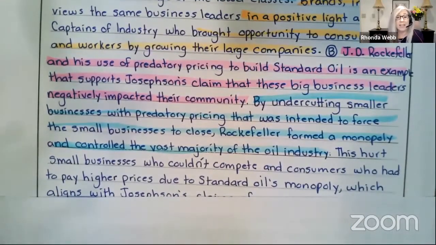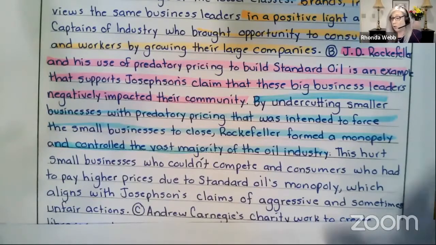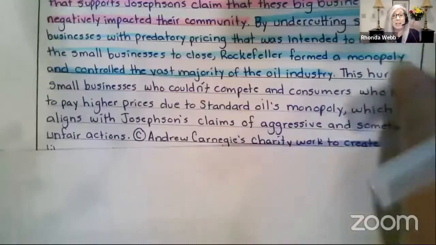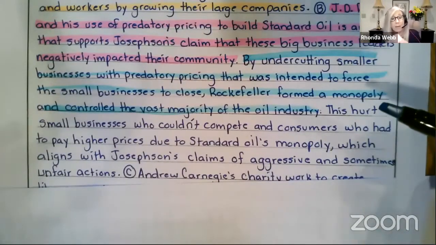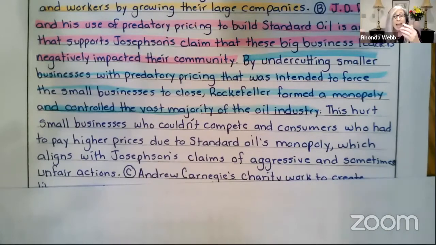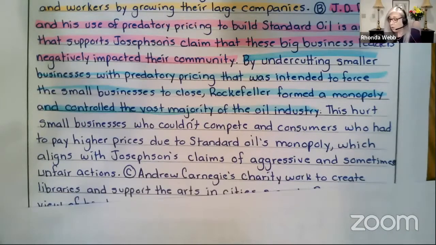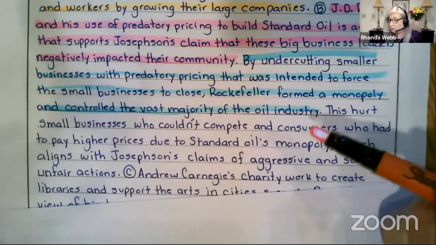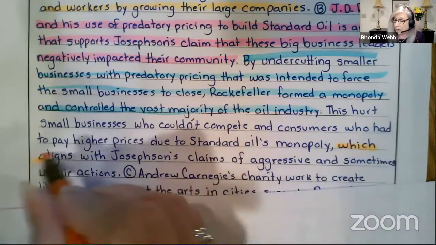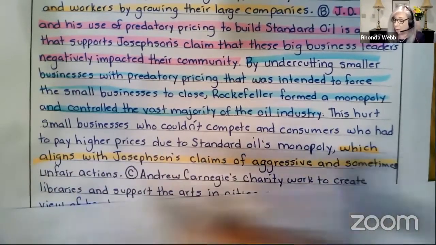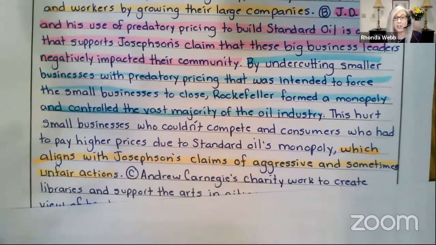Now I've got to tie this into how it aligns with what Josephson is saying. That's the key here that a lot of students don't do. You have your example, but then you don't bring it back to what Josephson is saying. How or why does this support Josephson? This hurt small businesses who couldn't compete and consumers who had to pay higher prices due to Standard Oil's monopoly, which aligns with Josephson's claim of aggressive and sometimes unfair actions. So I have proven that this example matches up with what Josephson has said.